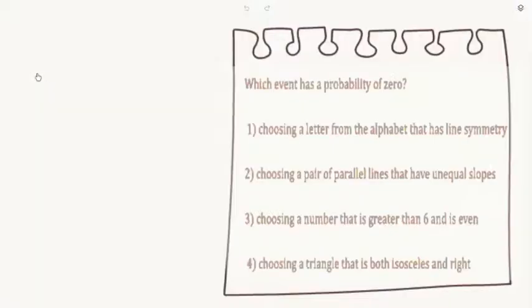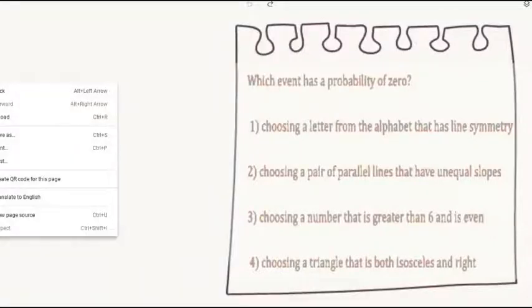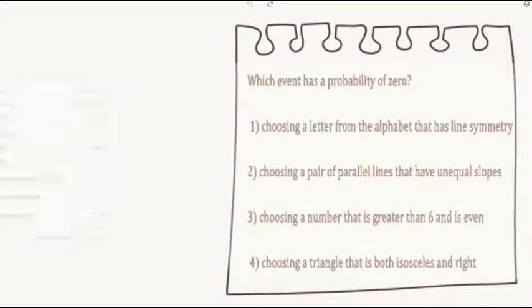Let's find out. We're going to solve this one by one, but first of all, we have to know what the definition of probability of 0 is. Probability of 0 means that an event is impossible to happen. Number 1 says choosing a letter from the alphabet that has line symmetry.